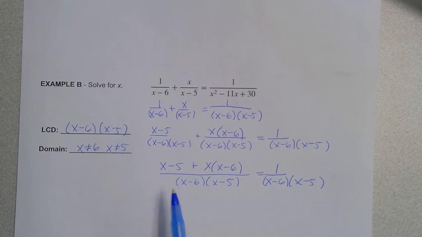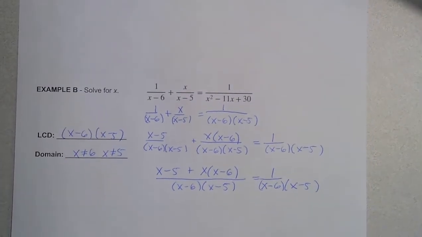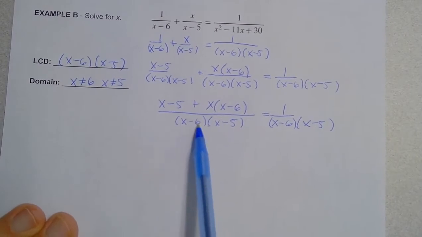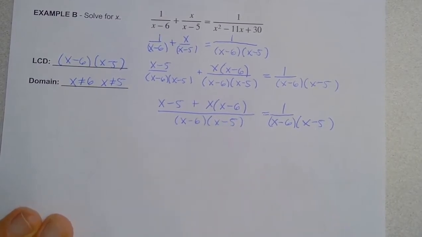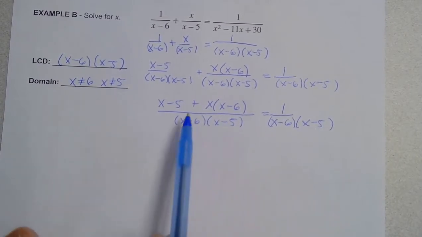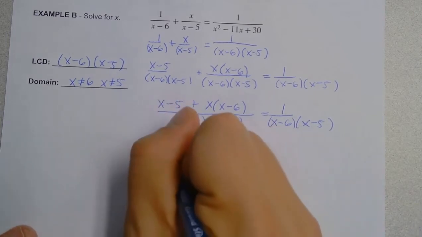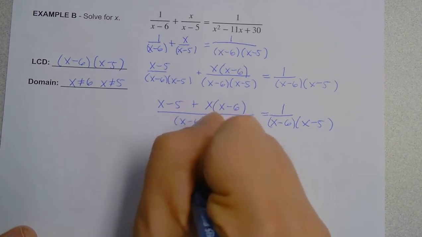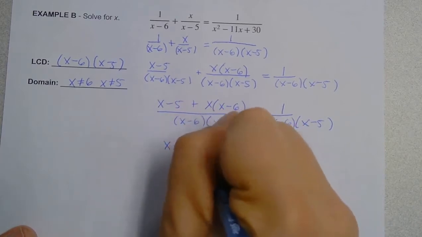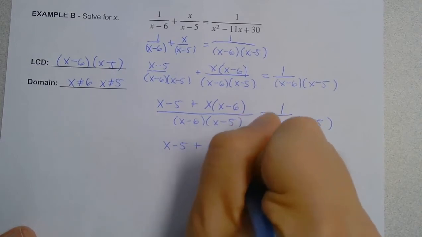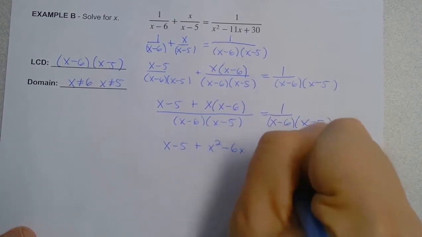Now what I'm going to do here is multiply both sides of that equation by x minus 6 times x minus 5. Essentially, what that's going to do is just cancel the denominators out. So I'm going to rewrite the equation without the denominator. x minus 5 plus, and then here I'm going to distribute, x squared minus 6x is equal to 1.